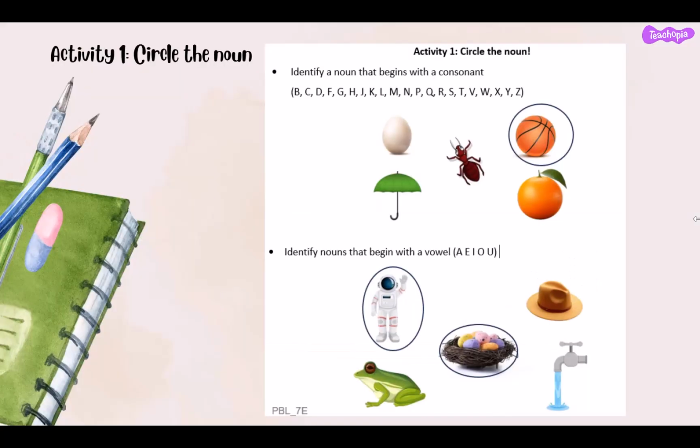The first activity that you can take them through is identifying the noun that begins with a consonant. So in this picture, it's the basketball. The second question has identified nouns that begin with a vowel sound, and that is the astronaut.